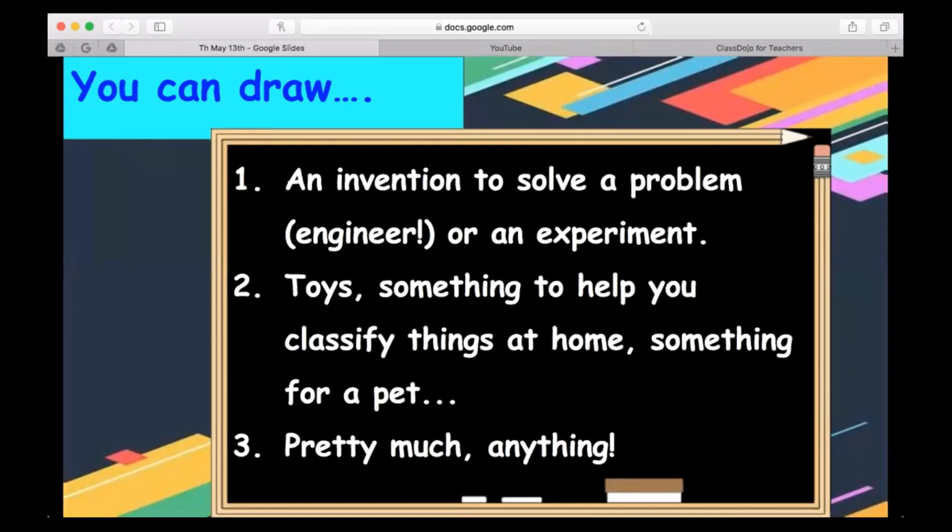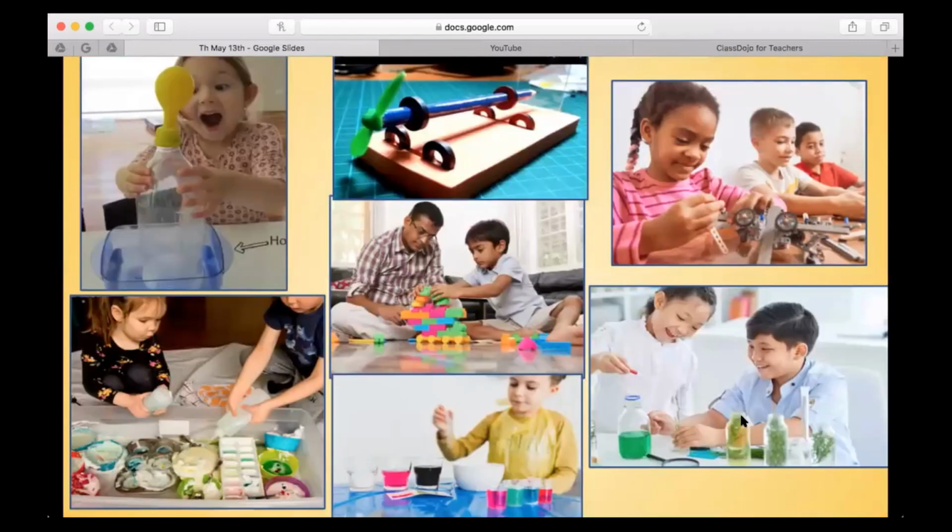An invention to solve a problem, like an engineer, or an experiment. You can make toys, something to help you classify things at home. So something to put your toys or your papers. You could make something for a pet. Pretty much anything. It just needs to use 2 states of matter. Here are some examples. A science experiment using hot water and gas.